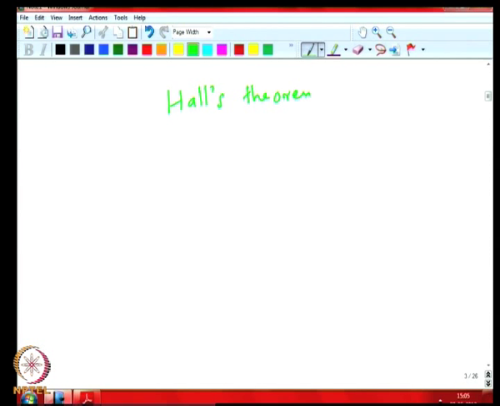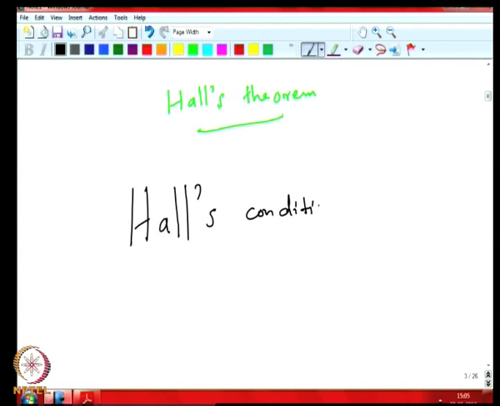This is about the existence of such a matching, and the important thing is something called Hall's condition. This theorem gives a condition, and if this condition is met, Hall's theorem says the system of distinct representatives exists, or the matching of A exists.